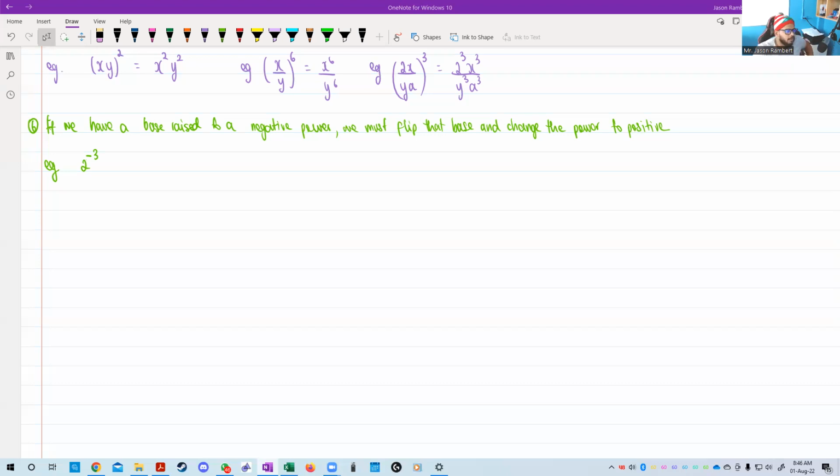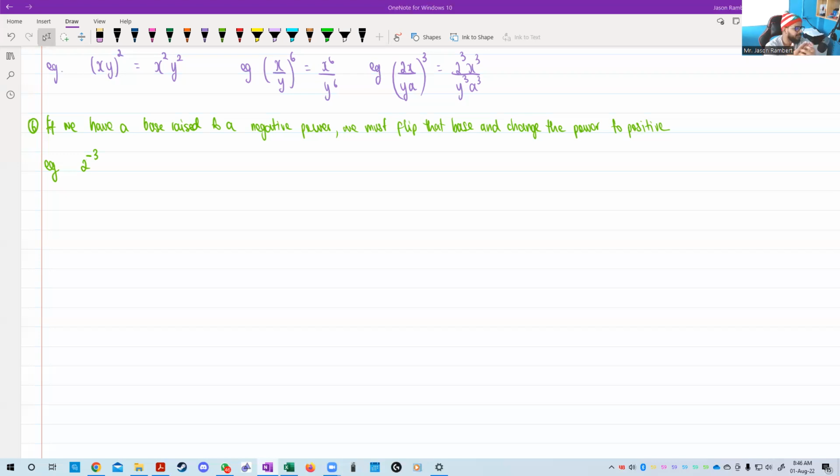All right. So first things first, we identify which base has this negative power attached to it. In this case, the base that has the negative power attached to it is 2. So the law says we must flip that base.